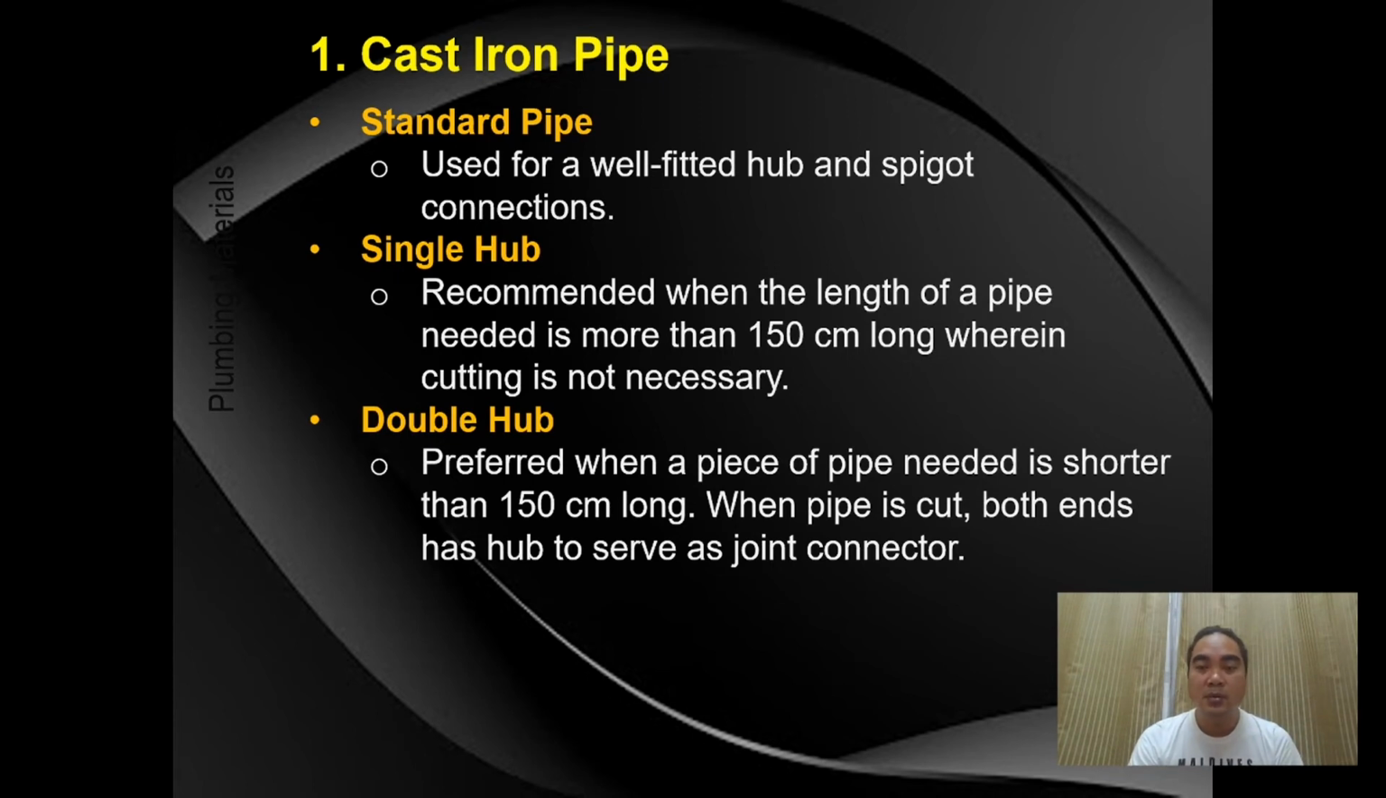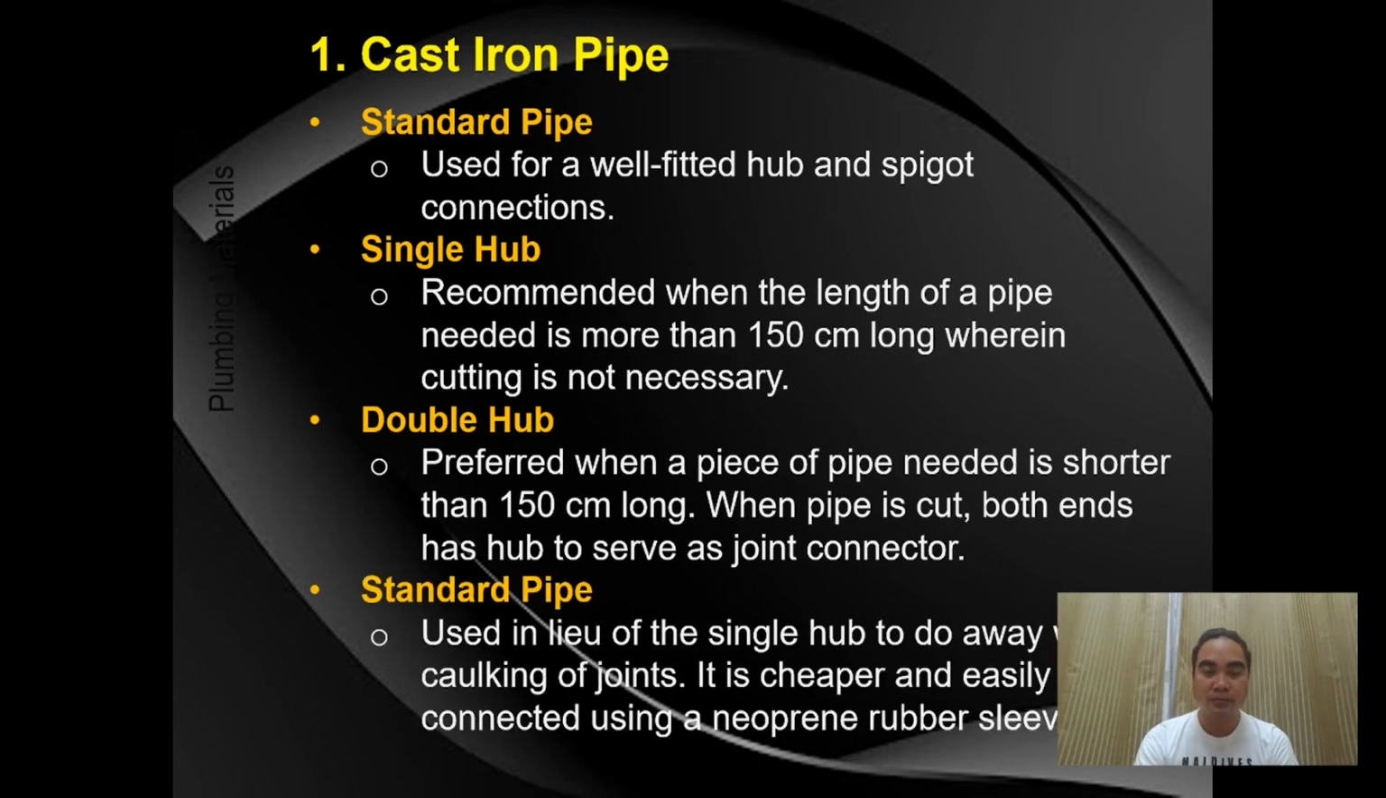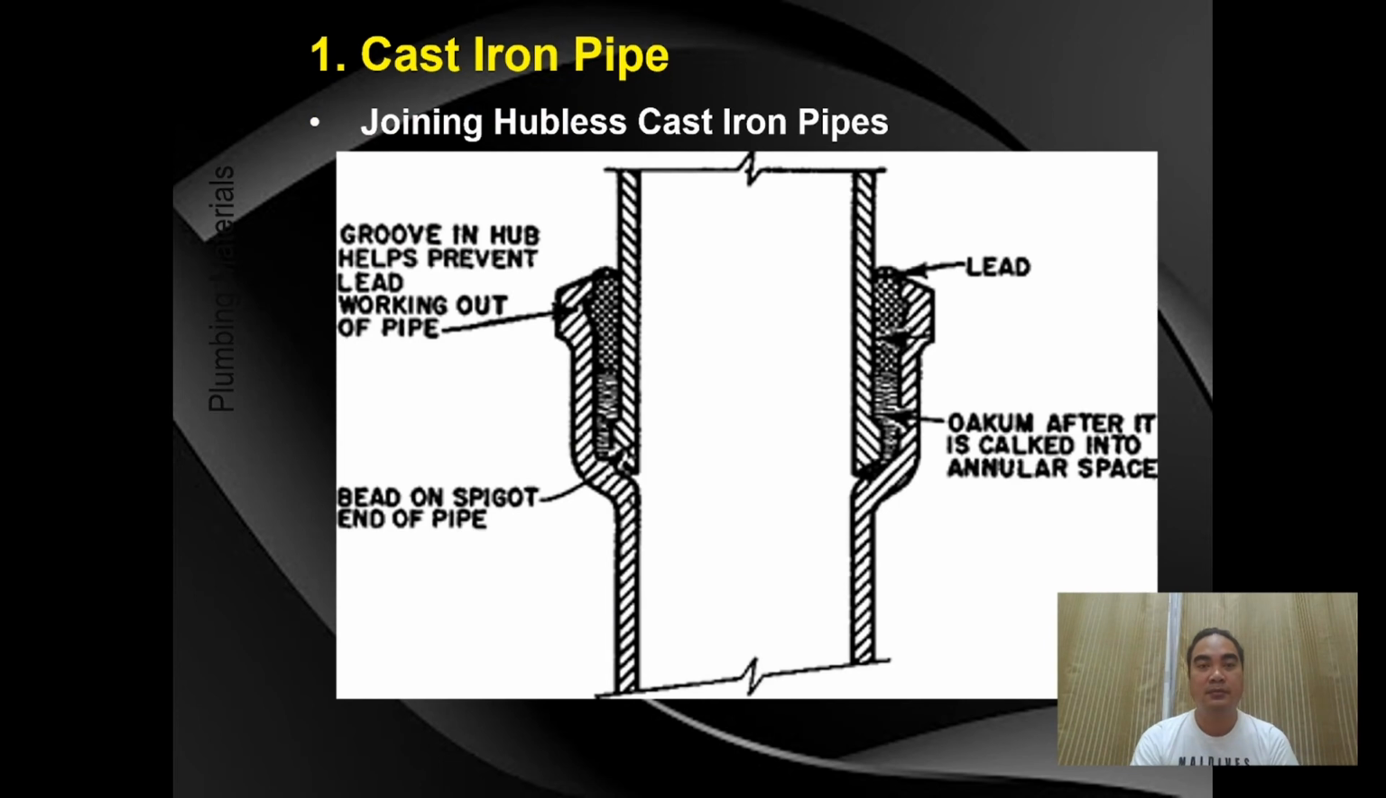When the pipe is cut, both ends have a hub to serve as a joint connection. Hubless pipe, used in lieu of the single hub to do away with the caulking of joints. It is cheaper and easily connected using a neoprene rubber sleeve. Groove in hub helps prevent lead working out of pipe. Oakum after it's cooled into annular space.